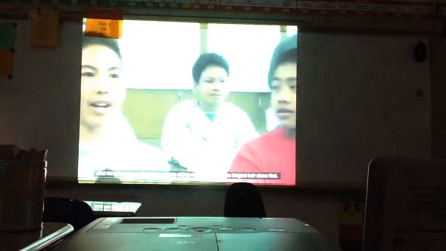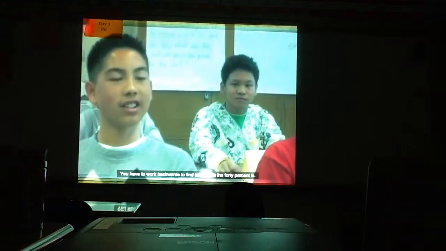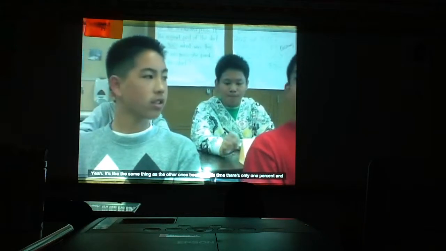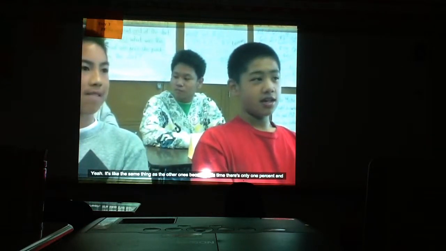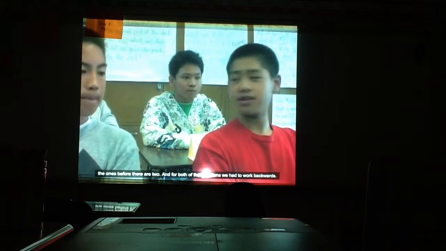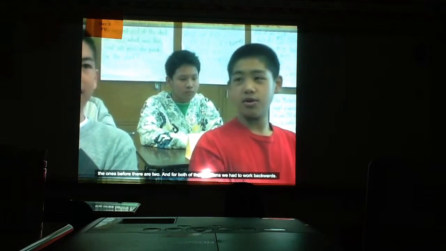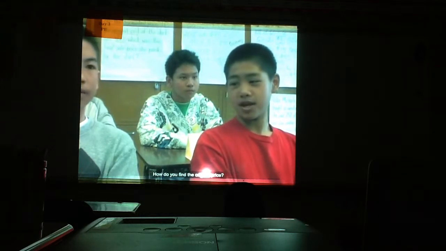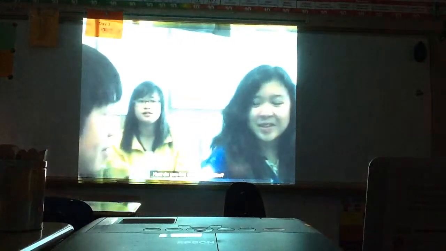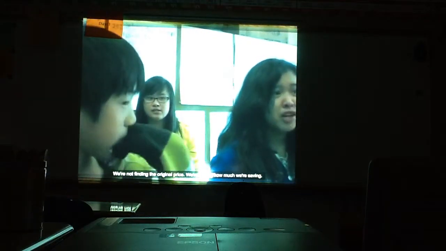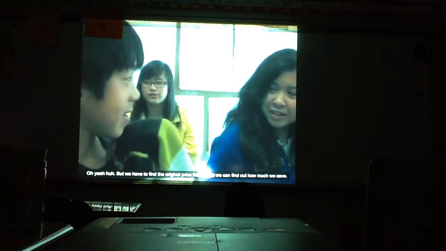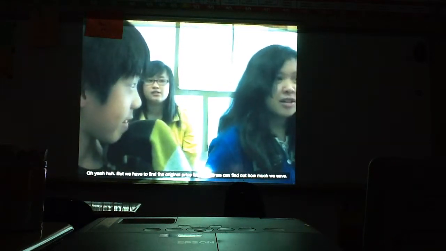We have to work backwards to find how much the 40% off is. Yeah, it's like the same thing as the other ones, because this time there's only one percentage and in the ones before there were two. And for both of them you have to work backwards. I didn't find the original price of it. We're not finding the original price, we're finding how much you saved. Oh yeah, but we have to find the original price first before we can find out how much you saved.